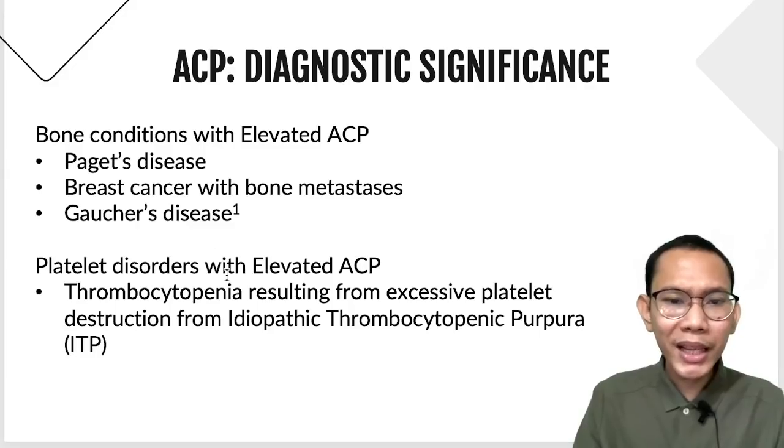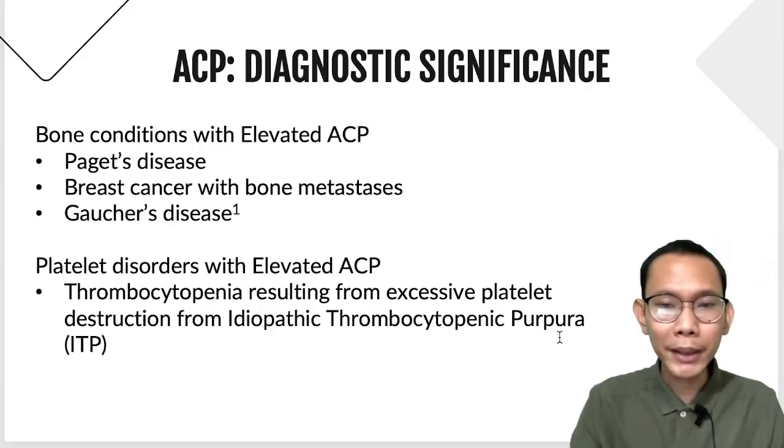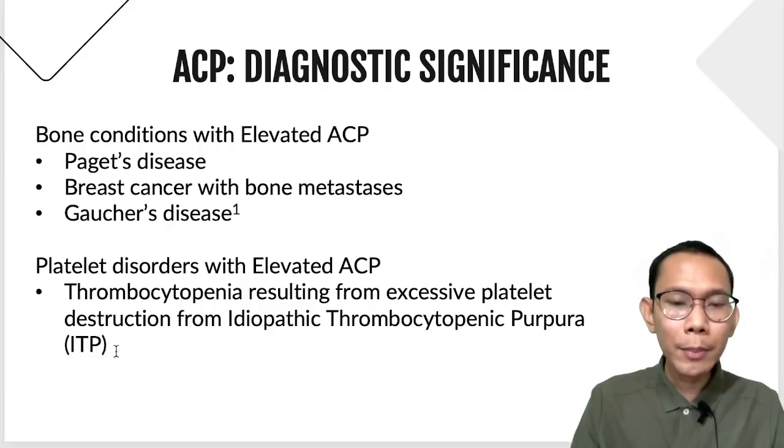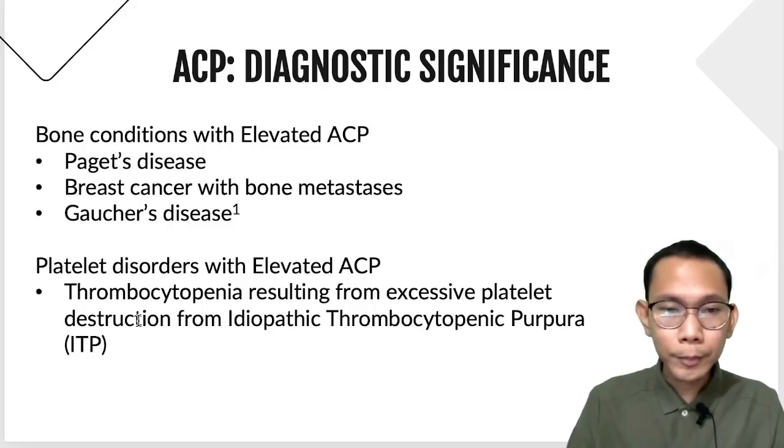We also have your platelet disorders with elevated ACP, thrombocytopenia resulting from excessive platelet destruction, as in idiopathic thrombocytopenic purpura. So, from excessive platelet destruction. When we say idiopathic, we still do not know, unknown cause. Thrombocytopenic, meaning the level of our thrombocytes decreases. Purpura, this could be a manifestation, there are patches, large patches. Your ITP, it's still unknown, it could be secondary, could be idiopathic, could be primary. Secondary, commonly from viral infections.